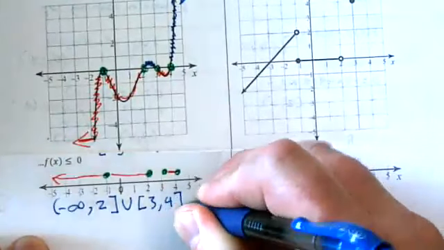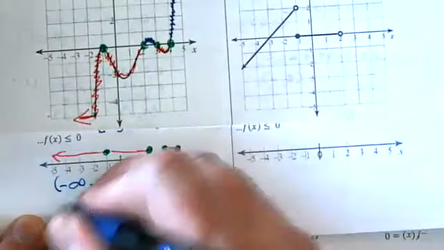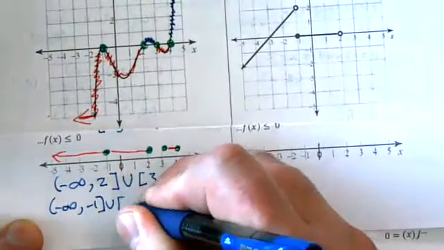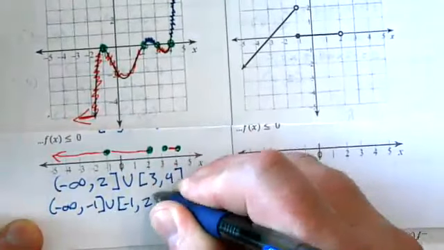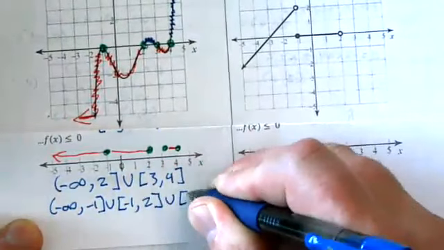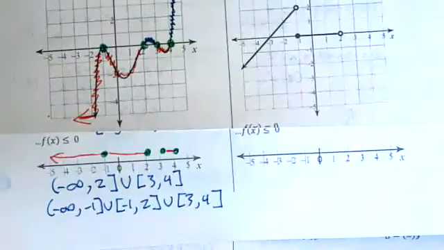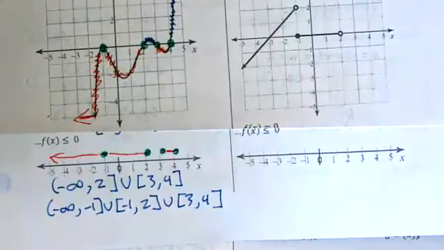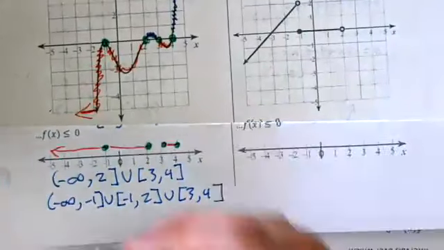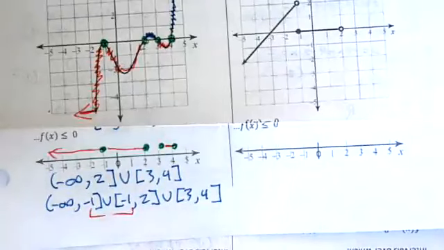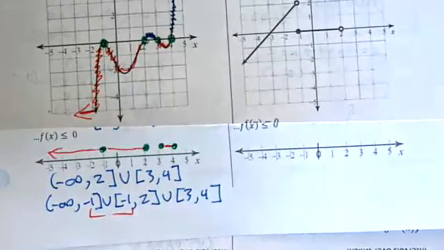So what I would expect to see from a lot of folks would be negative infinity to -1, and -1 to 2, and 3 to 4. And that is correct. That is right. But this is the part that's redundant, right? Why are you stopping at -1 if you're going to include it and pick up right on the other side of it?